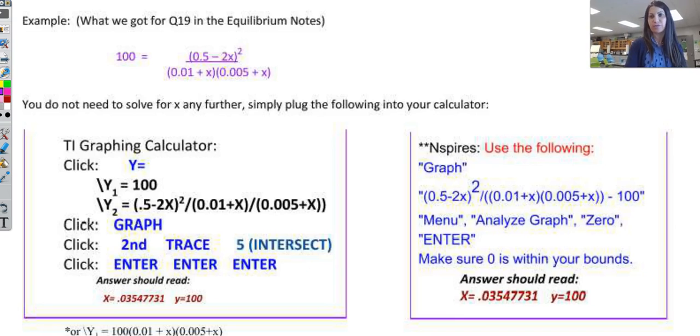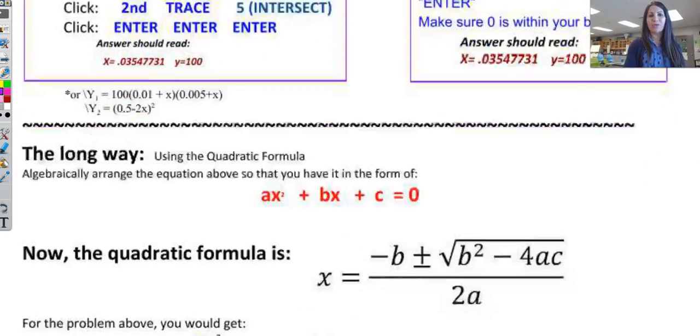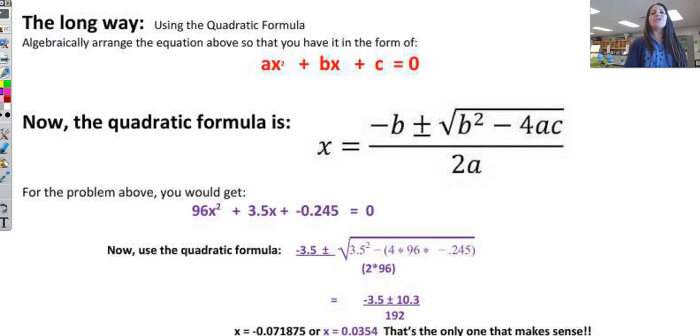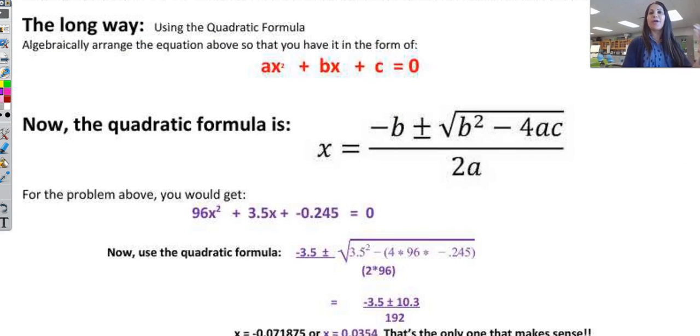You can try it out and you'll end up figuring out that X is equal to 0.035 in both situations. Now the long way, the algebraic way of doing it, is you actually get it into the form ax squared plus bx plus c equals 0. So you get your x squared all on one side, and then your x, and then your numbers, and then you set that all equal to 0. When you do that, you would get this right here: 96x squared plus 3.5x plus a negative 0.245.